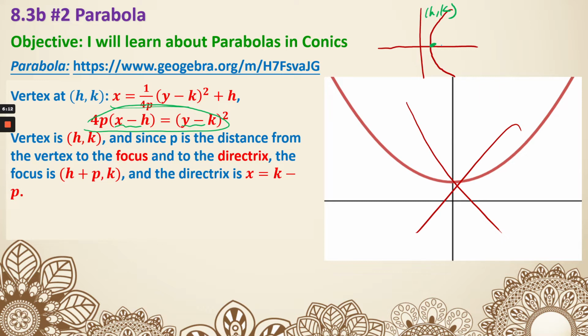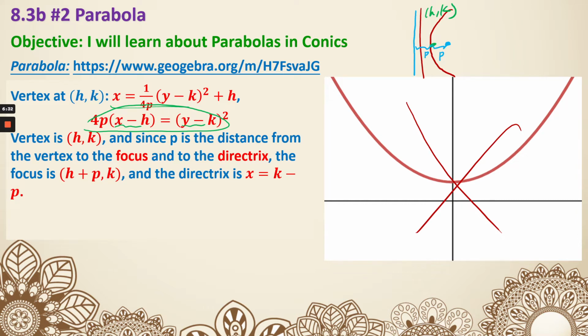So let me draw my focus. Let's say the focus is just here. That means this portion of distance is going to be a p. I might need to go a bit further. Let's say our focus is actually right here. This portion is going to be p, so that means I need this portion to also be p. So my directrix would be right there.